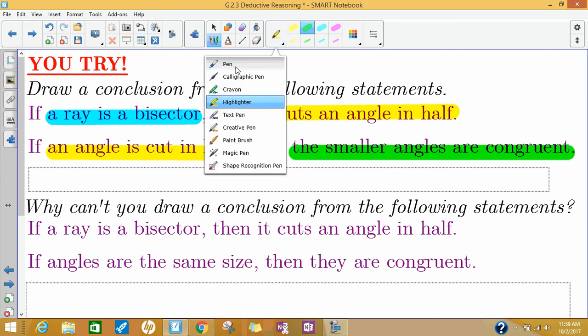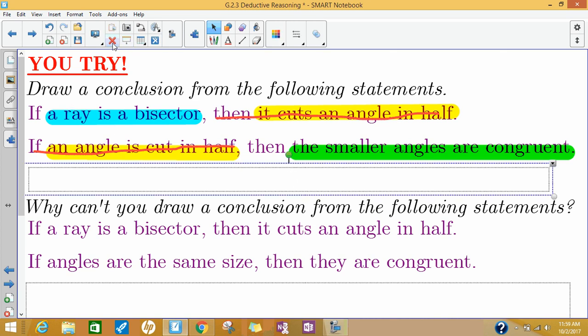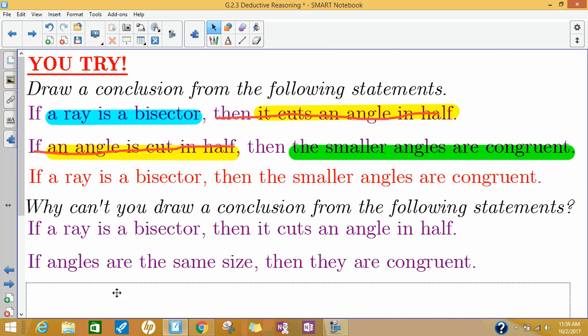So again, what I'm going to do, because the first one ends the same way the second one begins, is I'm going to sort of cut those two pieces out. And then I can combine the beginning of the first statement with the end of the second to get, if ray is a bisector, then the smaller angles are congruent.